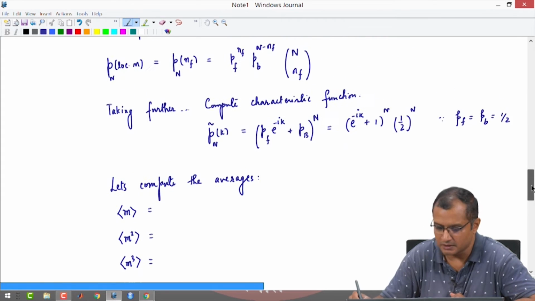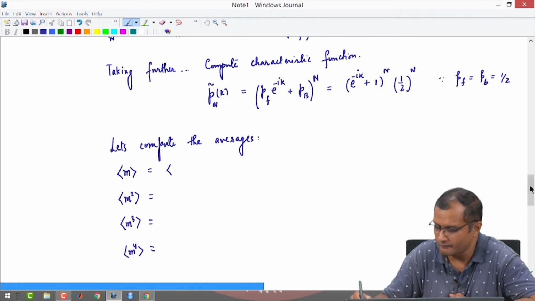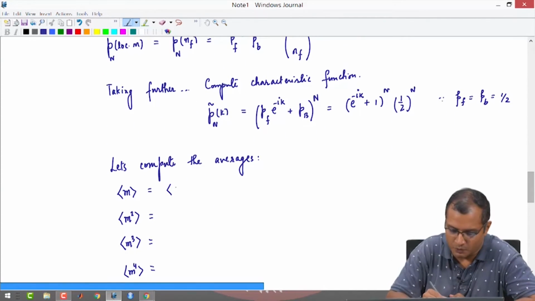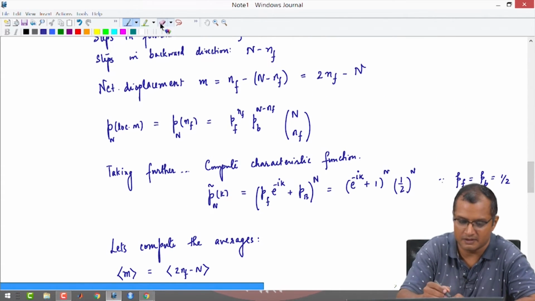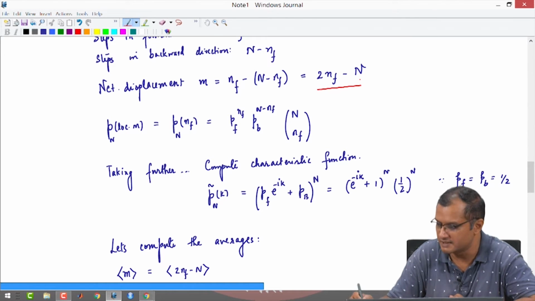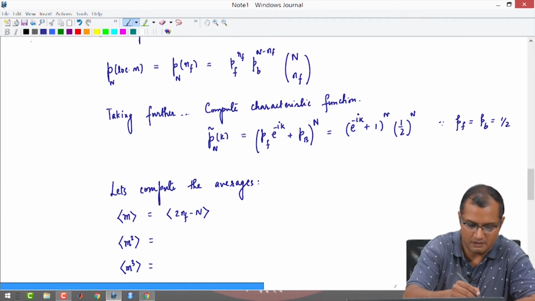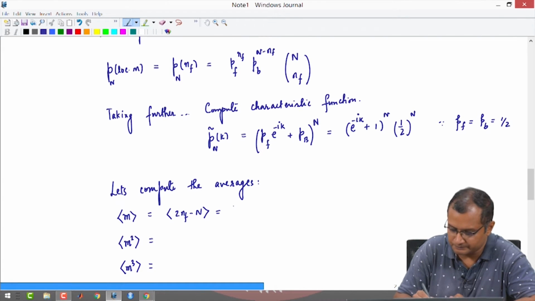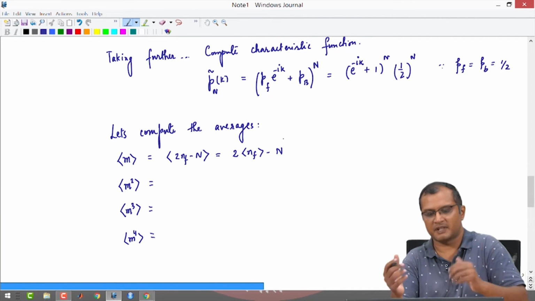So, we know that mod m is nothing but mod of twice nf minus n, okay, because m itself is given here. So, this is your m, let us underline it. So, if you want to take an average of this, it is just twice the average of nf minus n. Okay. So, this would be just twice of nf minus n, because n is a constant, the big N is a constant. So, the average of big N is nothing but n itself.